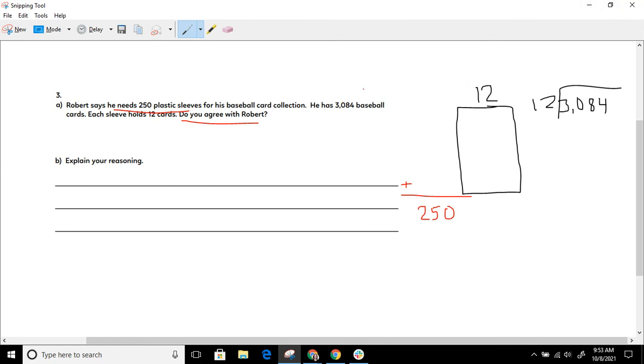Okay, so this one's a little bit trickier just because it's a word problem, but really you're simply solving the problem and then looking at the answer and determining if Robert is right or wrong. And if he's right, why is he right? Why do you agree with him? If he's wrong, why is he wrong? Why do you not agree with him? Okay, so that's what you're doing for number 3.